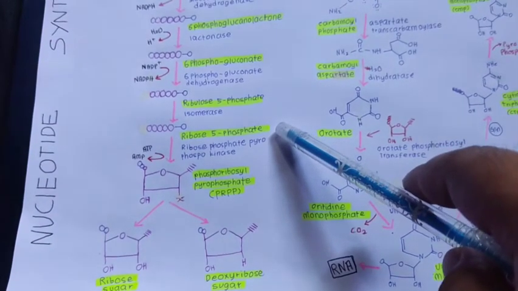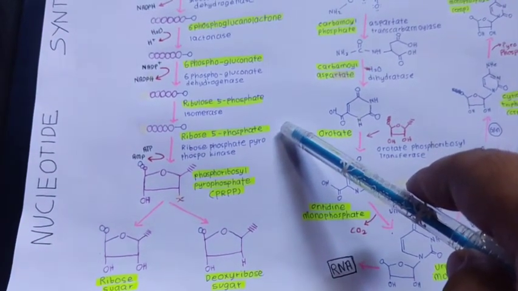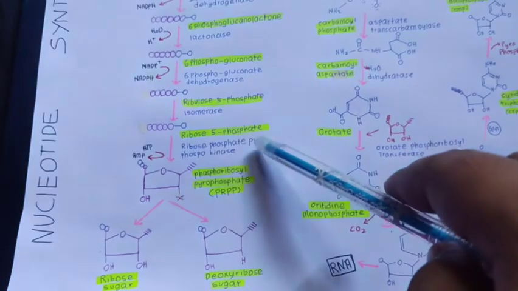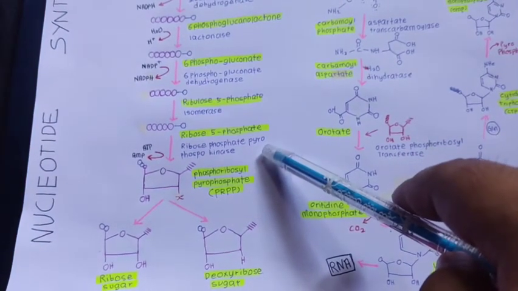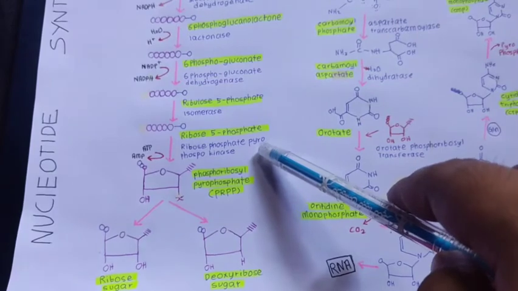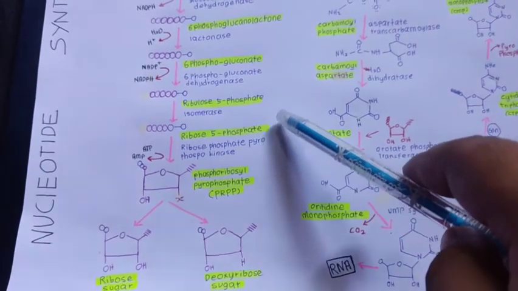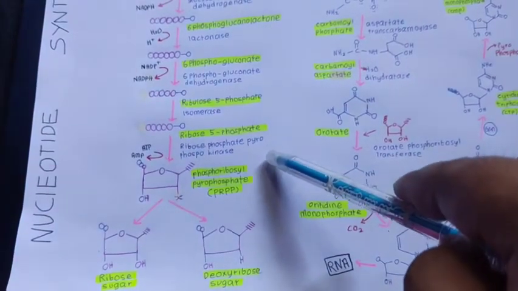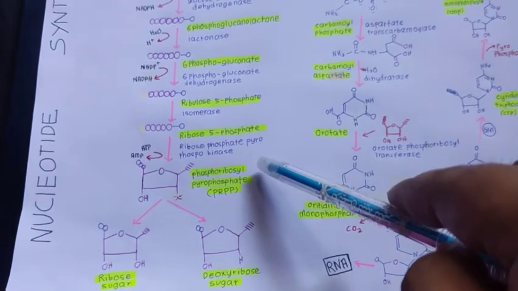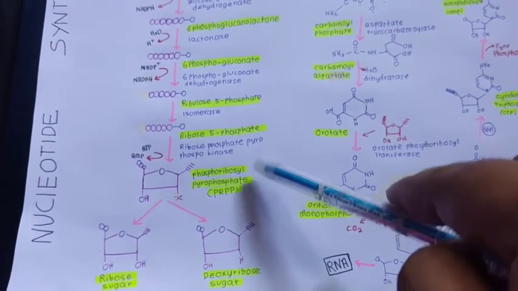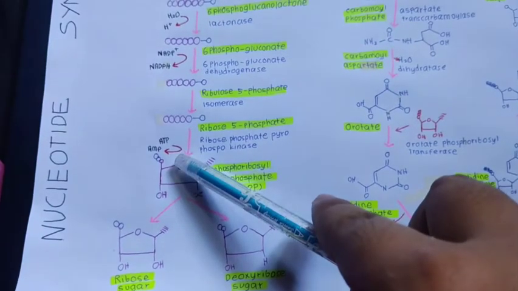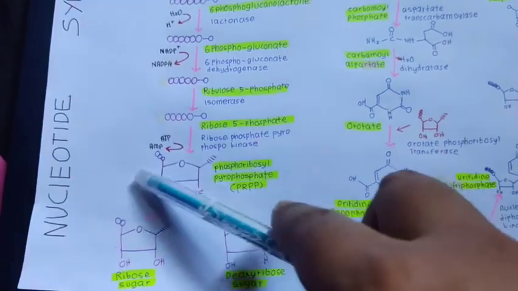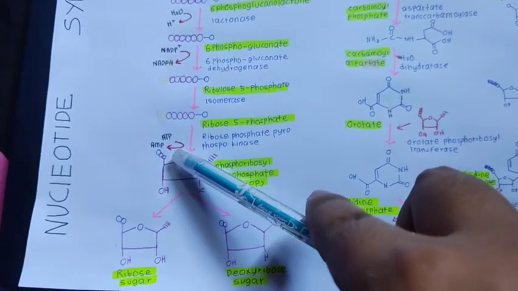Then, ribose 5-phosphate, we need to transfer this molecule into a ring. So we use the enzyme ribose phosphate pyrophosphokinase. Then this enzyme converts ribose 5-phosphate into the ring and is called phosphoribosyl pyrophosphate, abbreviated as PRPP. We also add a phosphate group using ATP. So here ATP was utilized into AMP.